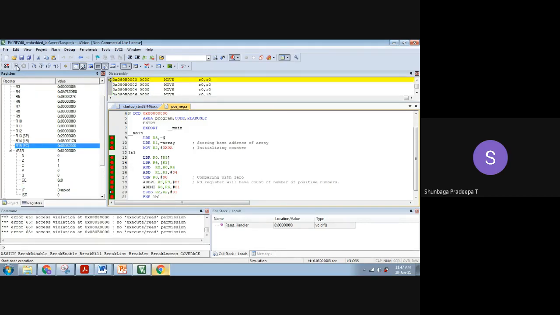Okay. So here, if you look into the register, now your R2 has turned 0. So it comes out of the loop. How many positive numbers do you have? 5 positive numbers, and R6 contains the count of negative numbers. 5 negative numbers are there.